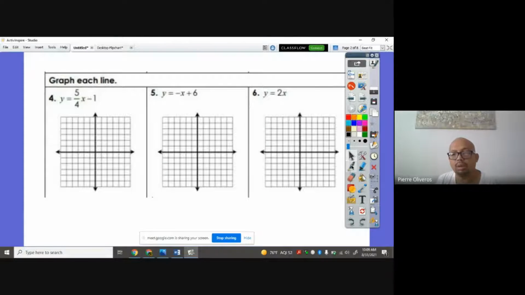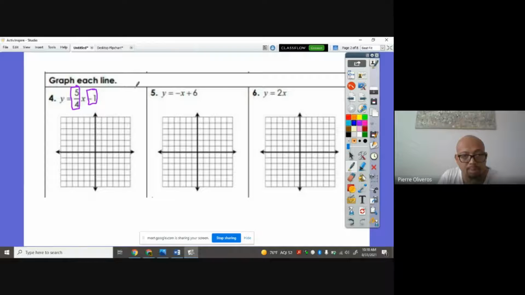Next. So let's graph this one here. How do we graph a line y equals 5 fourths x minus 1? First, the y is already isolated. They're all in slope intercept form because the y is by itself already. Number 2, the slope here is 5 fourths. We know this is the slope, and this is the y-intercept. In this case, my suggestion is always start at the y-intercept.